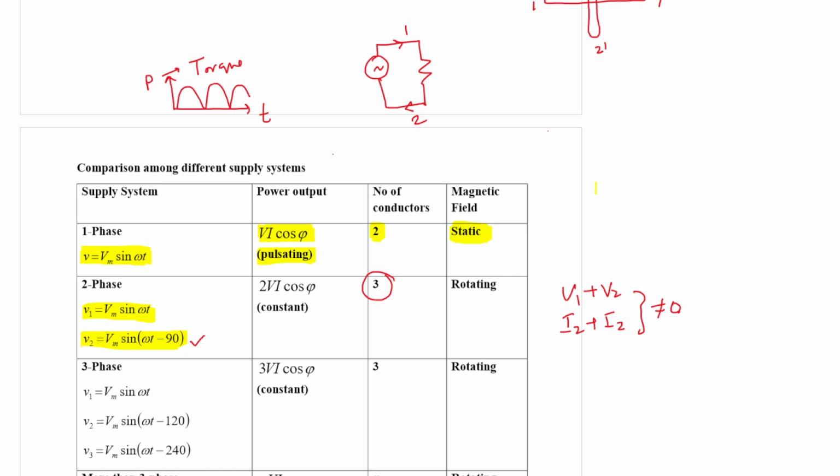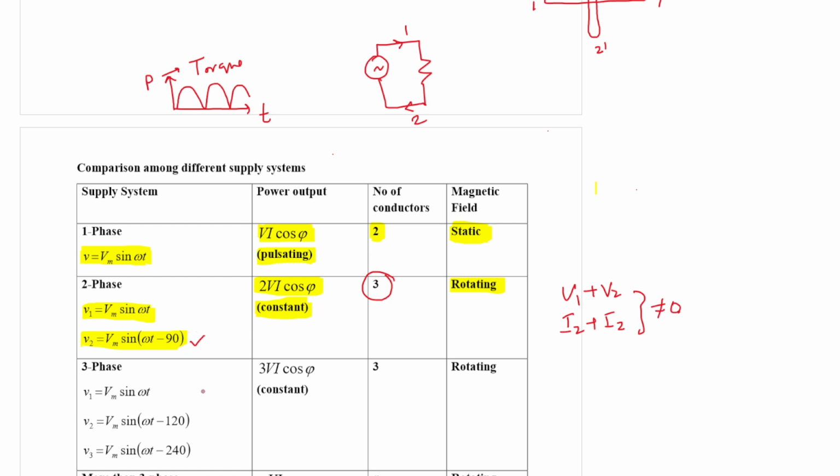Power output, in case of a two phase supply, is 2 V I cos phi, which is constant. So in case of a two phase supply, we get a constant power supply. That is an advantage, of course. And the magnetic field is a rotating magnetic field. However, the main problem here is that we do not get I1 plus I2 equal to 0, so we require an additional conductor for the return path for the current to go to the neutral.